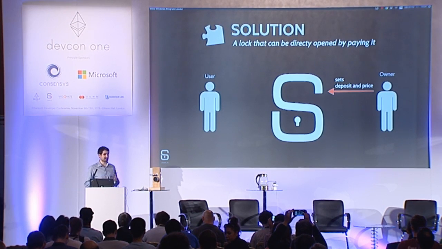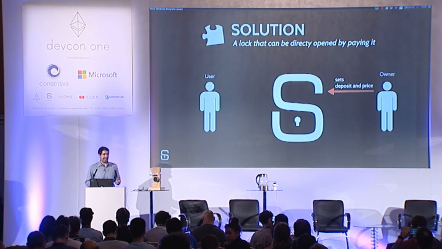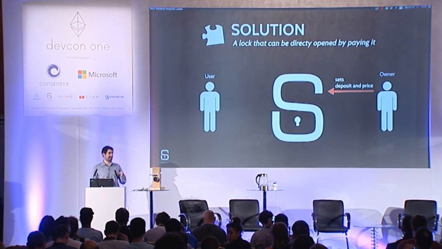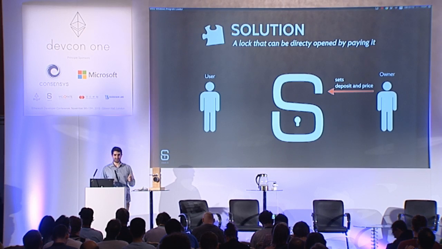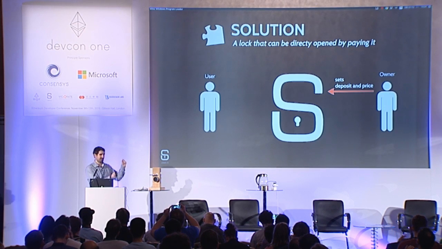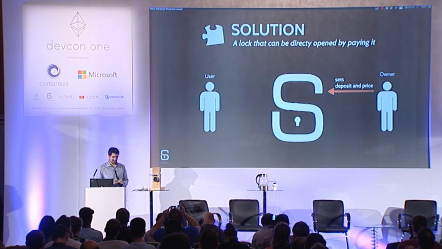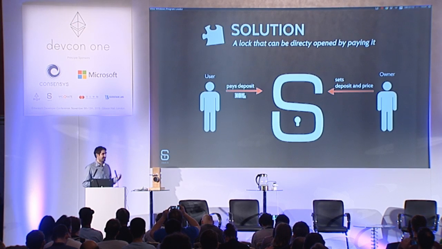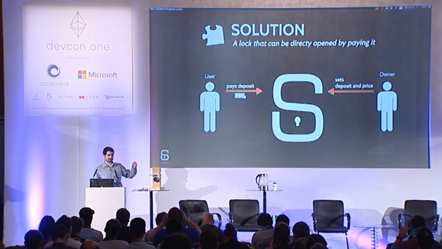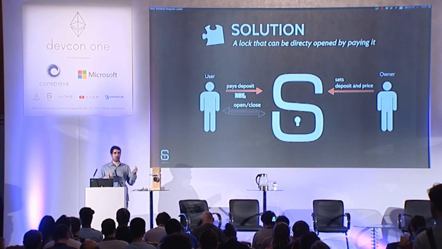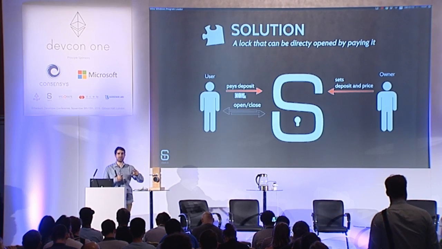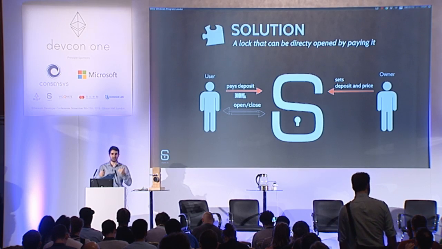So the basic process is very simple. An owner of a Slock, he can set two numbers, which is a deposit and a price. And then he's basically done. He doesn't need to do anything else. Just lock his property with this lock. Now when a user comes along, he just needs to pay the deposit. After he's done this, he has access to open and close or switch it on and off as often as he wants to. He is the current user.